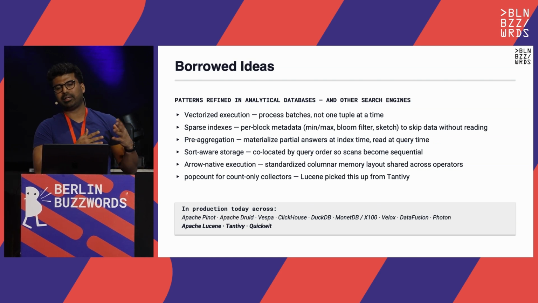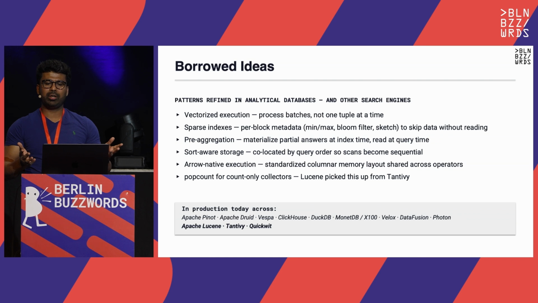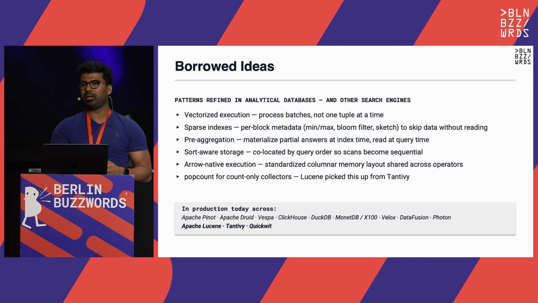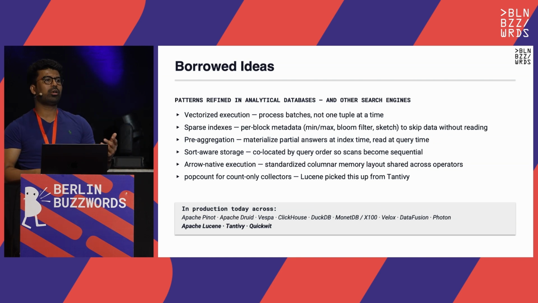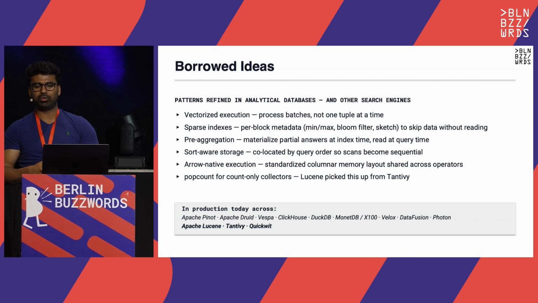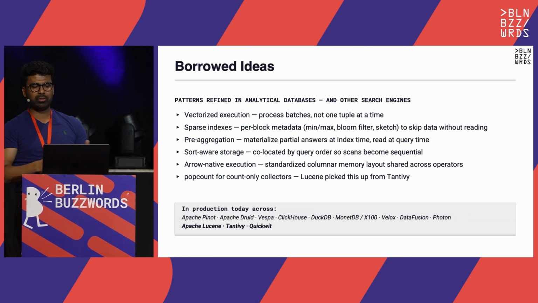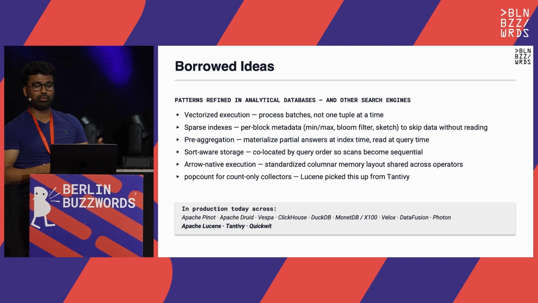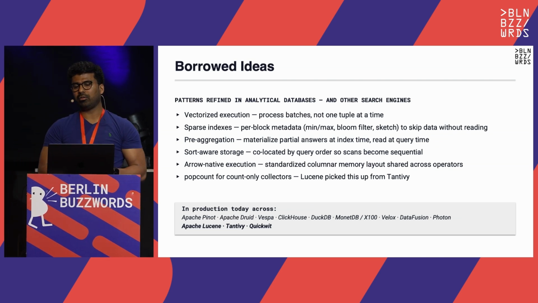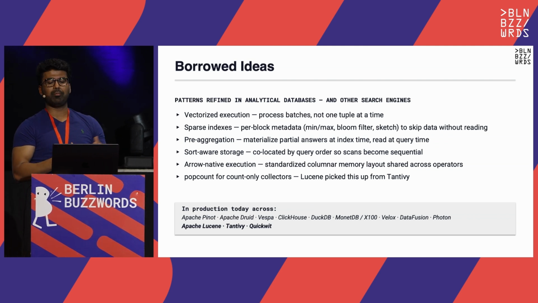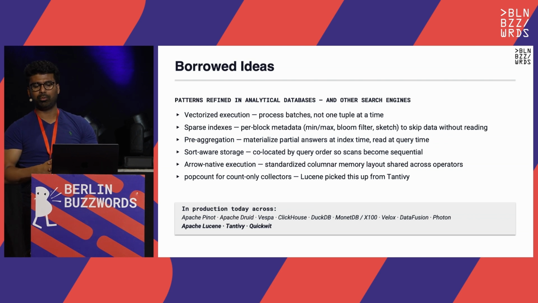Now, this slide shows the beauty of the open source community, how strong collaboration and engagement within the open source community can drive shared growth and success. A lot of these ideas were borrowed from other search and analytics engines and implemented in Lucene. These are some of the common patterns that were observed across different engines: vectorized execution, sparse indices, pre-aggregation, sort-aware storage, Arrow native execution. This is becoming more of a standard analytics engine playbook now.